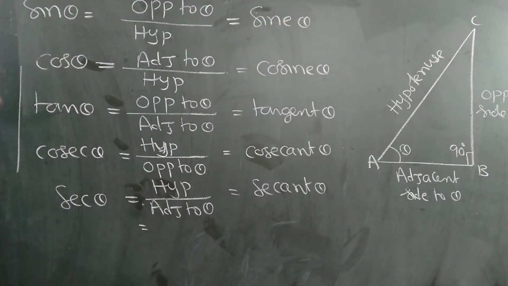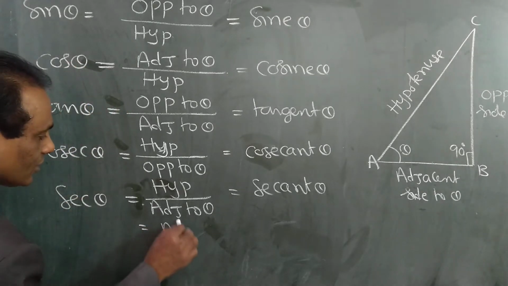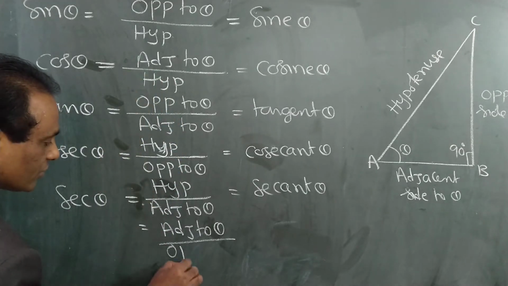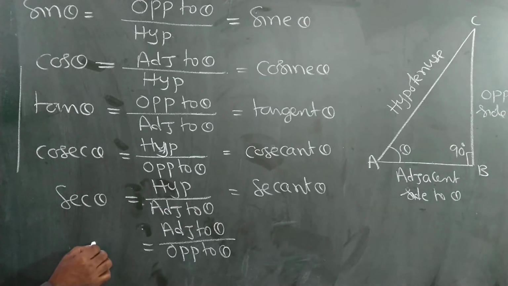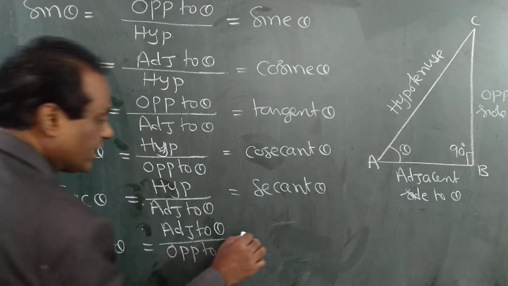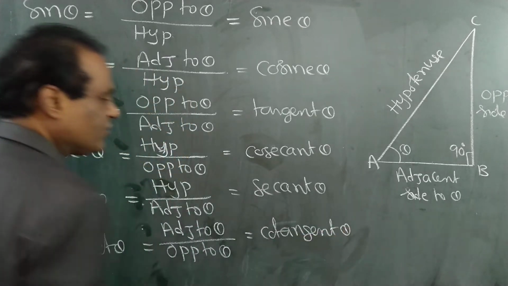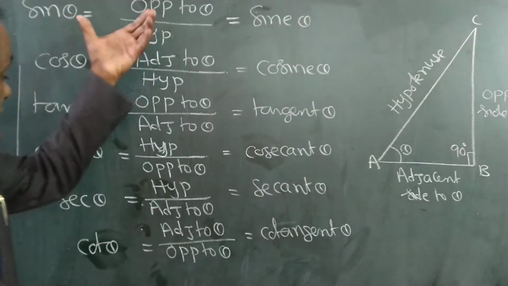Next, one more reciprocal. Reciprocal of this tan. So adjacent to theta, adjacent side by opposite side. This ratio is named as cotangent. Cotangent is simply written as cot. So these are the 6 trigonometric ratios, and the complete trigonometric chapter is based on these 6 trigonometric ratios.